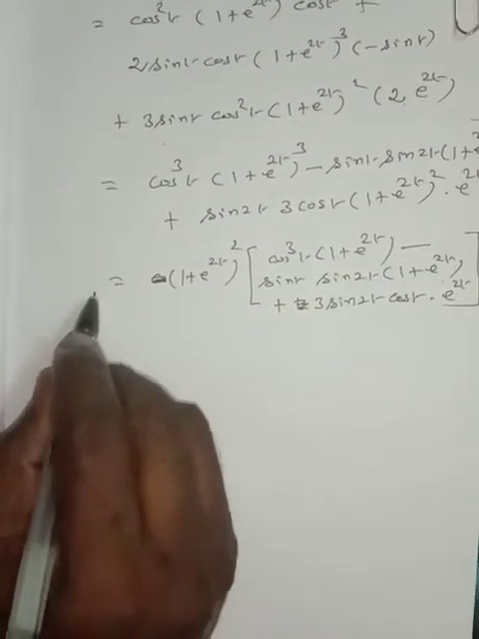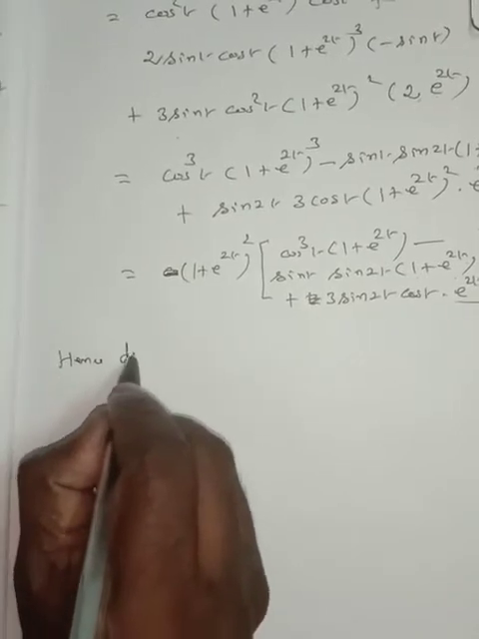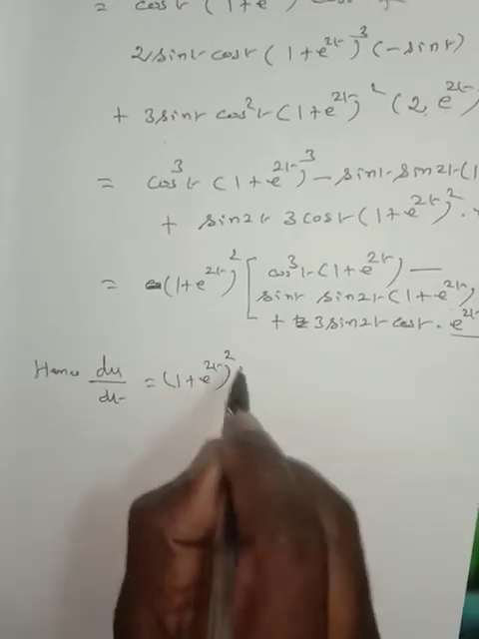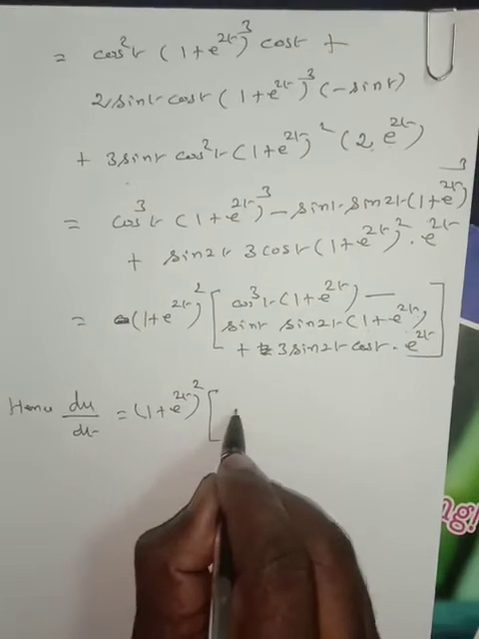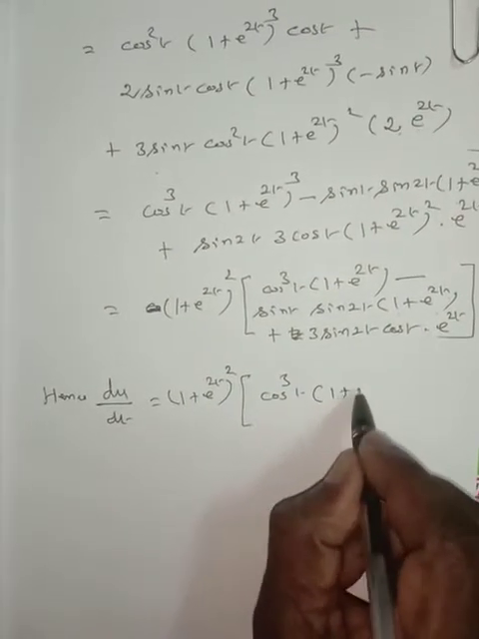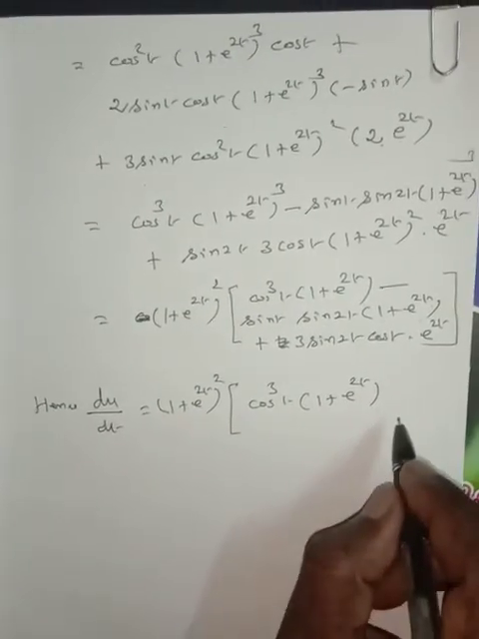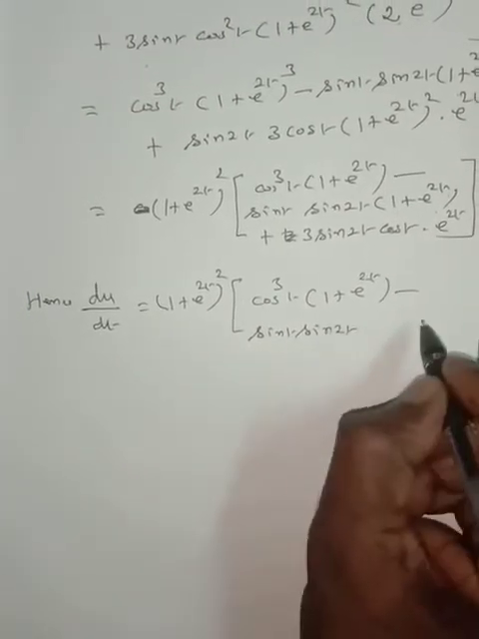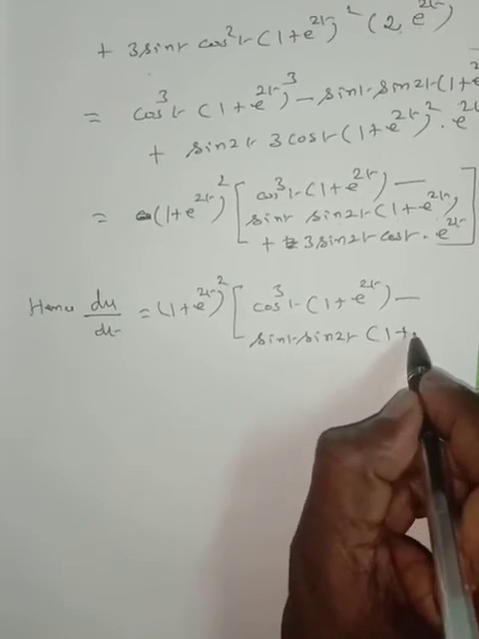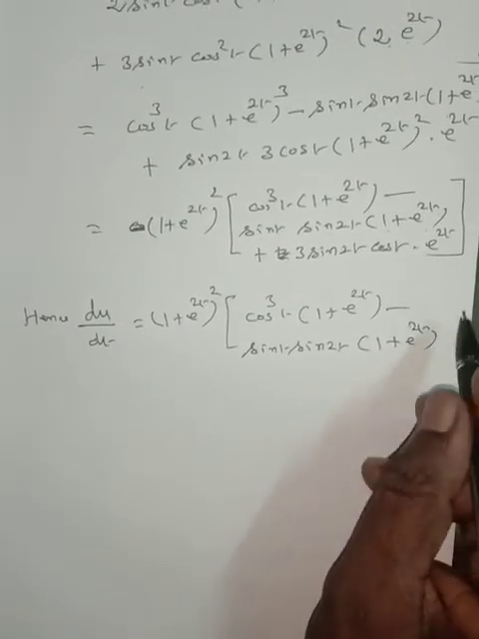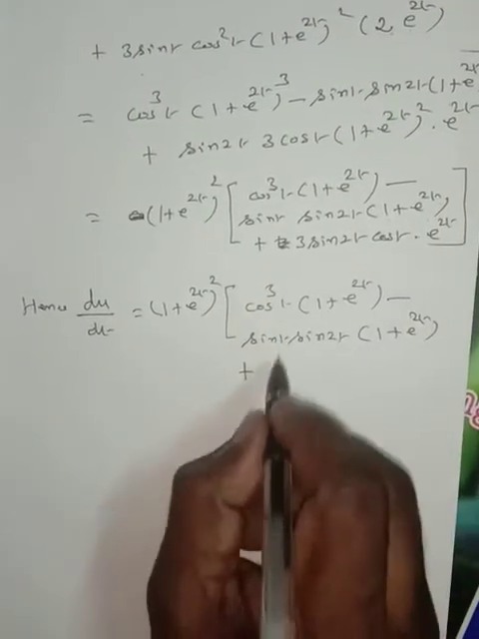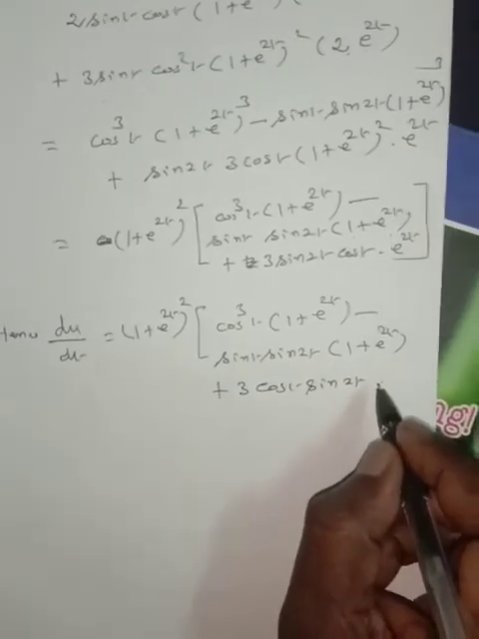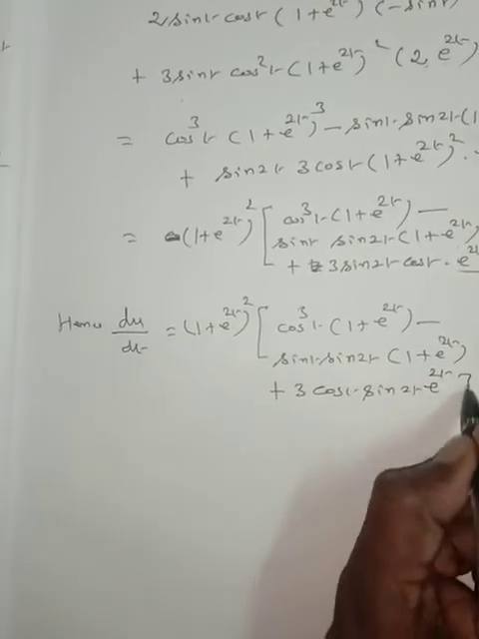So du/dt is equal to (1 + e^(2t)) whole square of cos³ t (1 + e^(2t)) minus sin t sin 2t (1 + e^(2t)) plus 3 cos t sin 2t e^(2t). Hence the result.